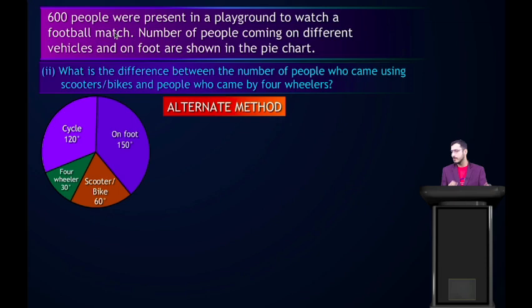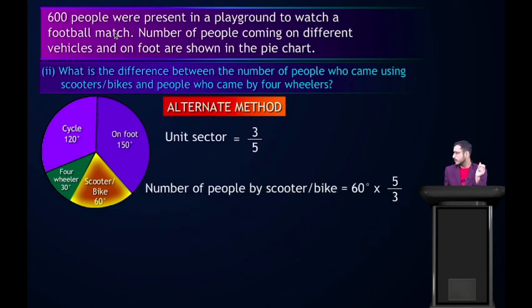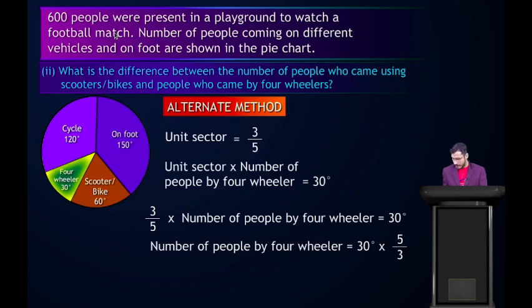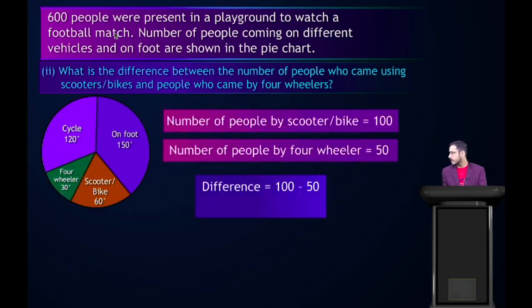So by the alternate method, first we find the unit sector, that is 3 by 5. And we multiply 60 into 5 by 3, the reciprocal of the unit sector. So 60 into 5 by 3, so we got yes, you can see here 100. And four-wheeler, yes, 30 into 5 by 3, so that is 50. The number of people by four-wheeler is 50 and the number of people by scooter bike is 100. So the difference is 50 here.